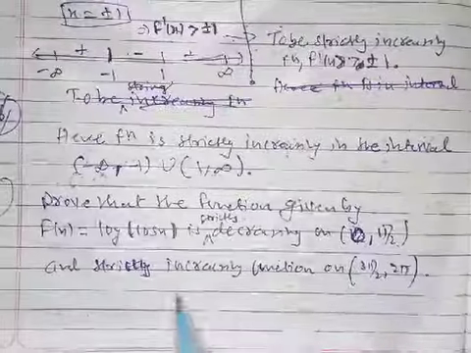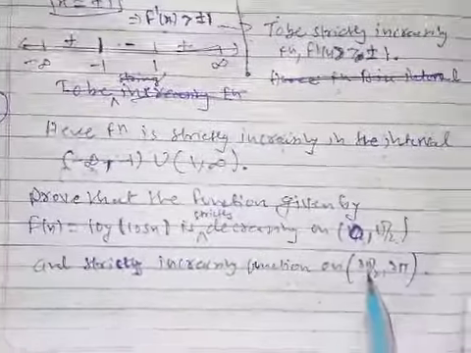Okay, that we found. The function given by f(x) is equal to log cos x is strictly decreasing on 0 to pi by 2 and strictly increasing on 3 pi by 2 to 2 pi.